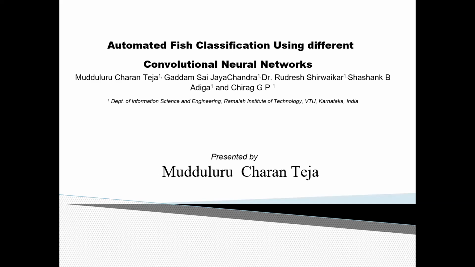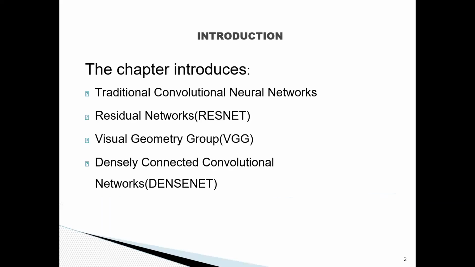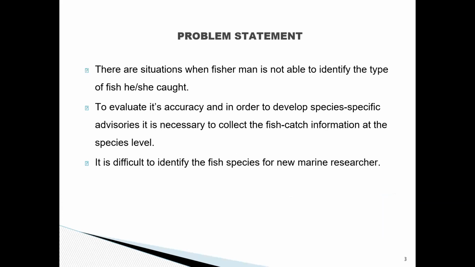Today I'm presenting about automated fish classification using different convolutional networks. This is Charan Teja from the Department of Information Science Engineering, Rama Institute of Technology, Karnataka, ma'am. Today I will be introducing these topics: traditional CNN, also known as convolutional neural networks, residual networks, also known as ResNet, visual geometry group VGG 16, and DenseNet, known as densely connected convolutional neural networks.